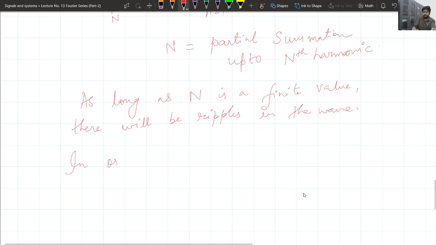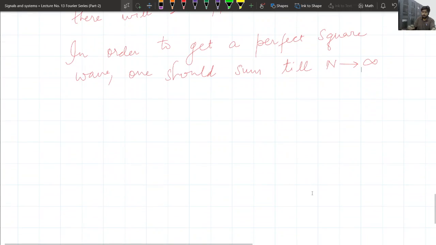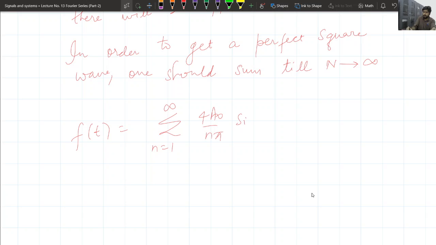In order to get a perfect square wave, one should sum till n tends to infinity. So in order to get a perfect square wave, we have to do a total summation, because f(t), suppose f(t) is represented from n equals 1 to infinity of 4A0 upon n pi sin n omega naught t. Or in the second case we write n equals 1 to capital N, we do partial summation. This is total summation.